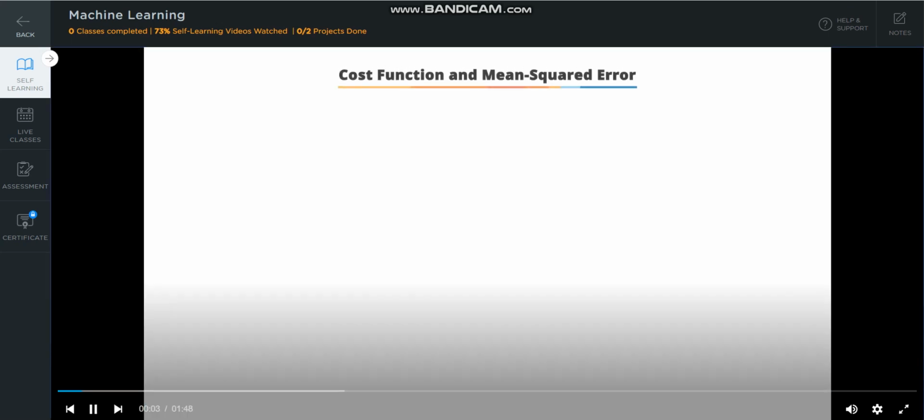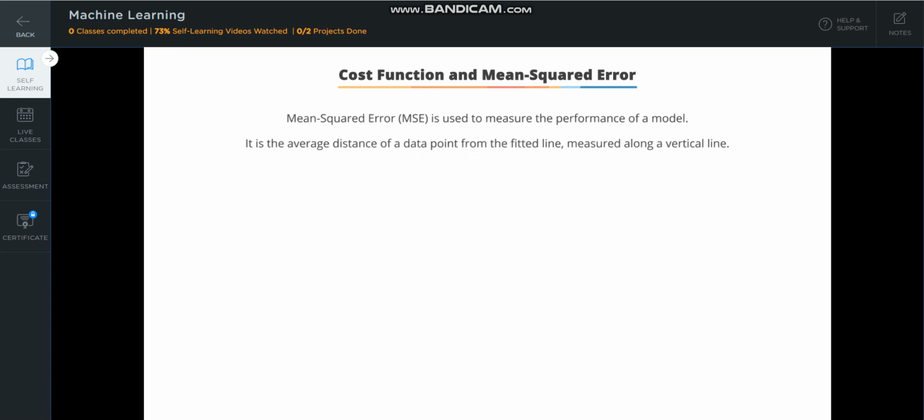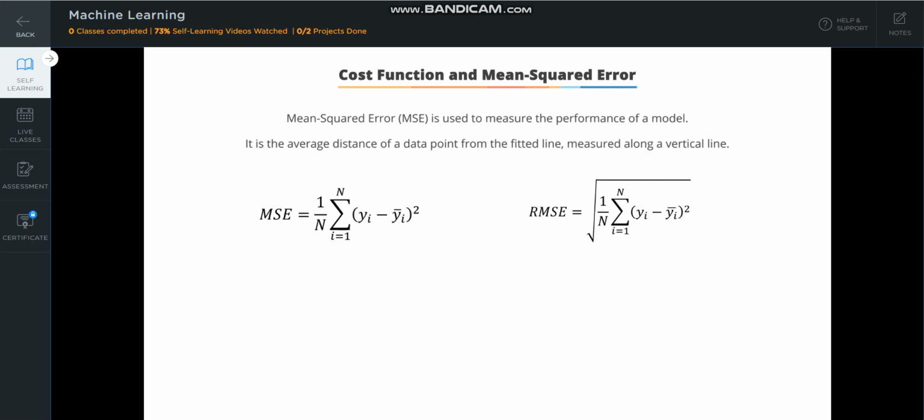Let us understand mean squared error, MSE, first. MSE can be used to measure the performance of a model, and a root mean squared error, RMSE, is just the square root of the mean squared error. It is the distance on average of a data point from the fitted line measured along a vertical line. The equation related to MSE and RMSE is shown here.